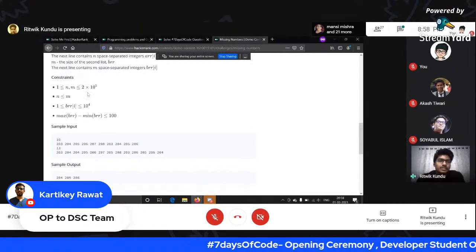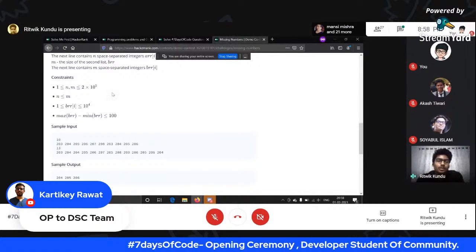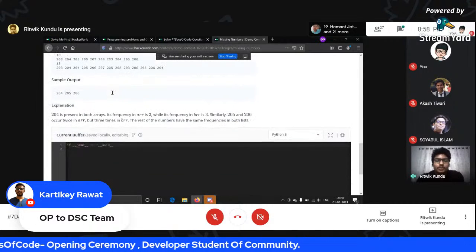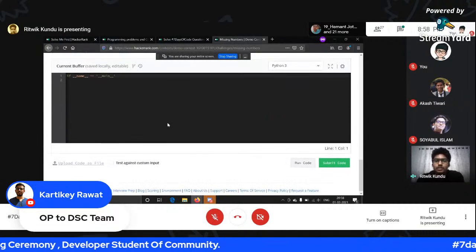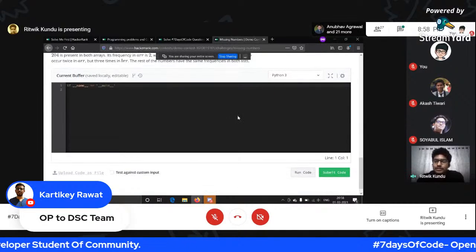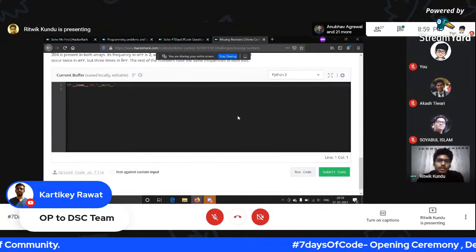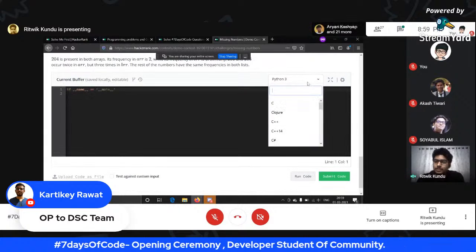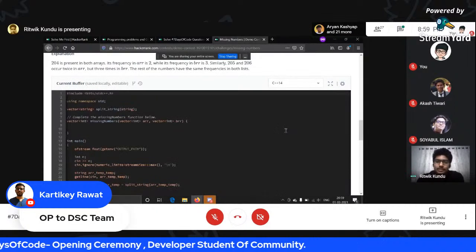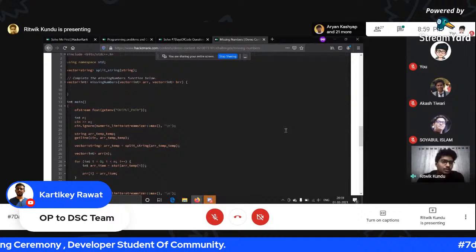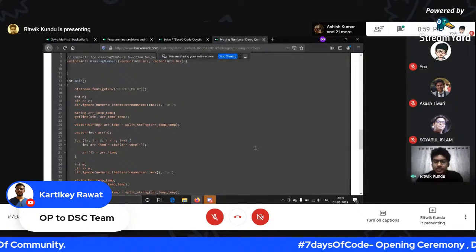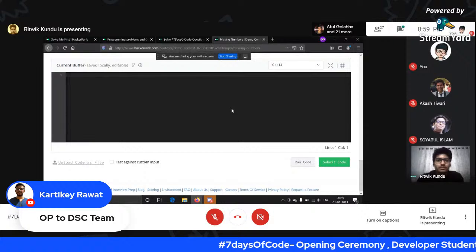And then there will be constraints, which are nothing but the value range for your inputs, right? And then you will be presented with an online IDE. I think everyone is familiar with an online IDE. Then you can just select your language; it's default to Python here. You can select C++. It will provide a default code. Don't get intimidated by this. Just remove this and write your own code, right?